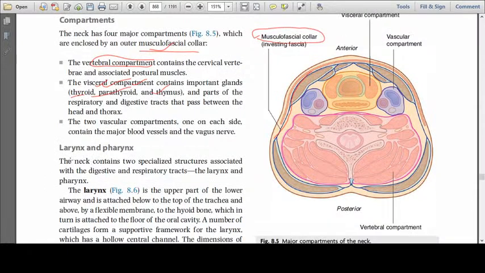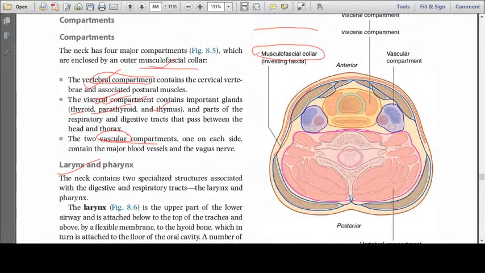Larynx and pharynx. The neck contains two tubular structures associated with the digestive and respiratory systems. It consists of the vertebral compartment, visceral compartment, and the vascular compartment. The vascular compartment contains the arteries and veins. The visceral compartment contains the esophagus, thyroid gland, parathyroid gland, thymus, and part of the respiratory tract and digestive tract that go through it. And the vascular compartment contains major blood vessels and the vagus nerves.